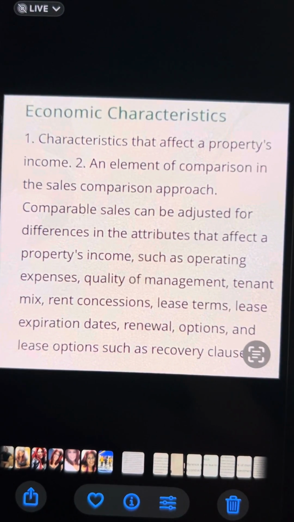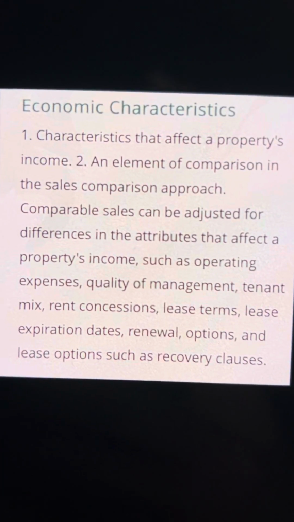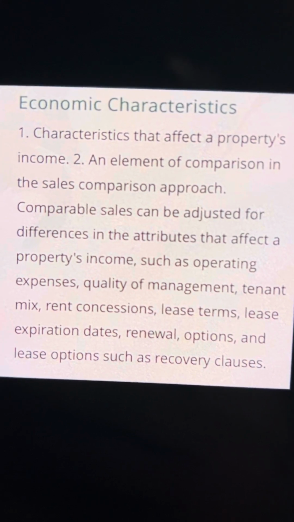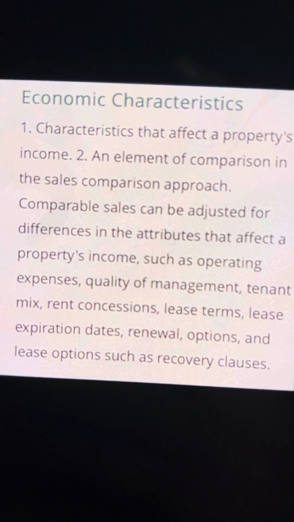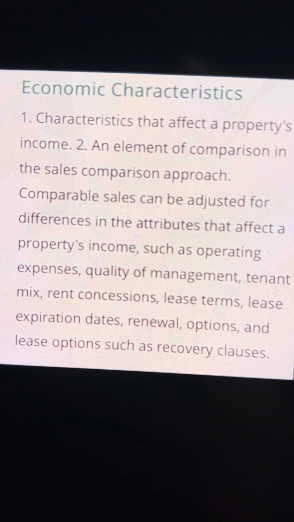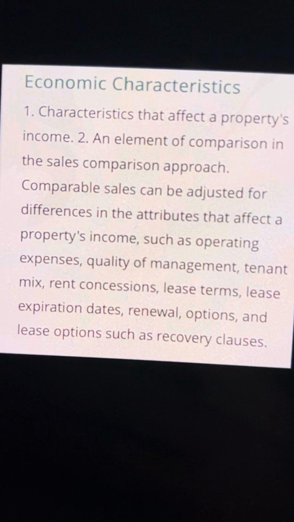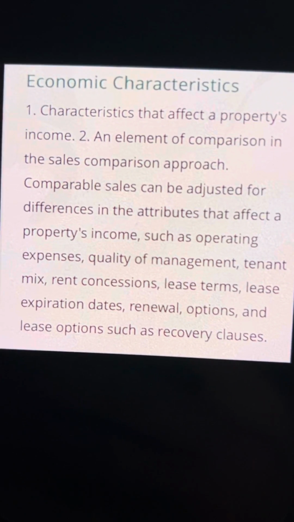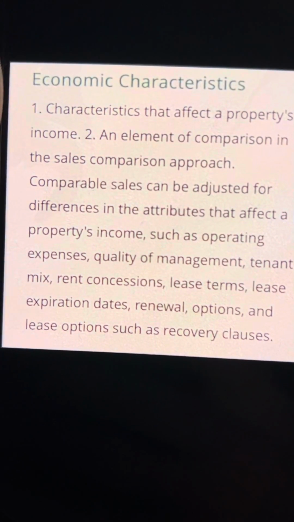Number 2. An element of comparison in the sales comparison approach. Comparable sales can be adjusted for differences in the attributes that affect a property's income, such as operating expenses, quality of management, tenant mix, rent concessions, lease terms, lease expiration dates, renewal options, and lease options such as recovery clauses.